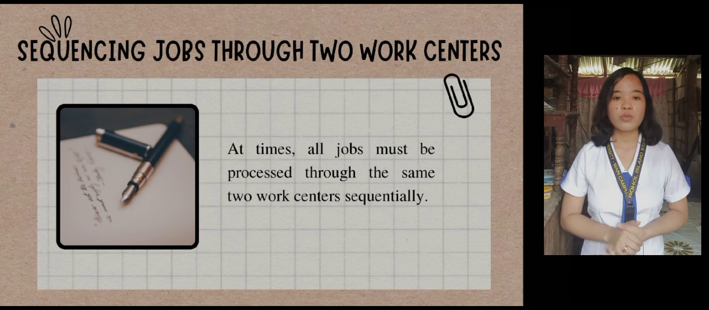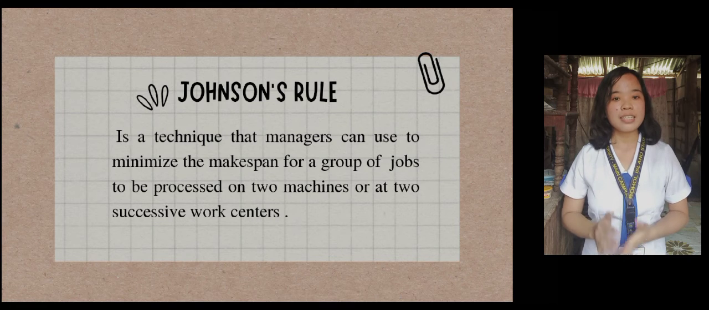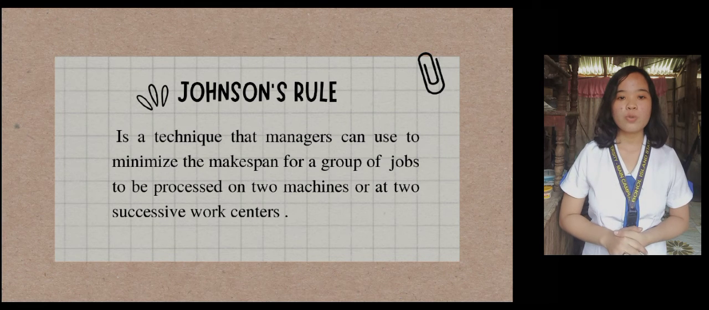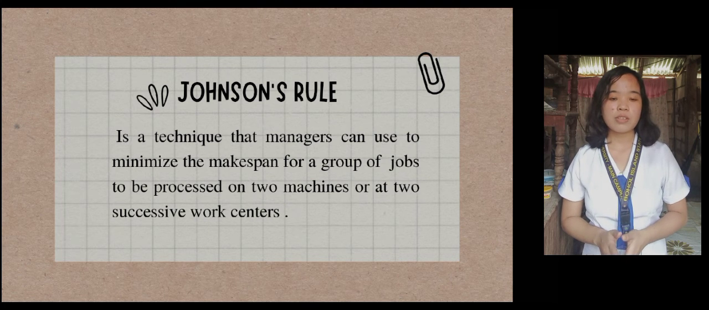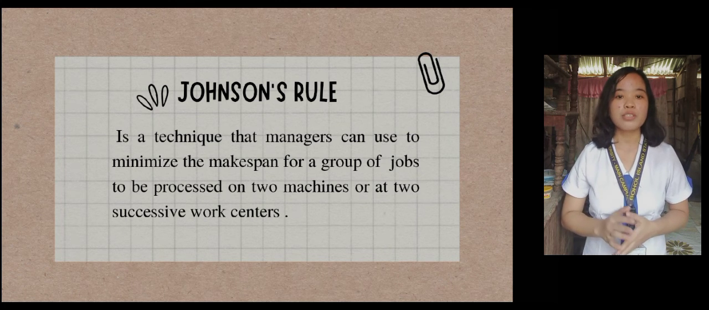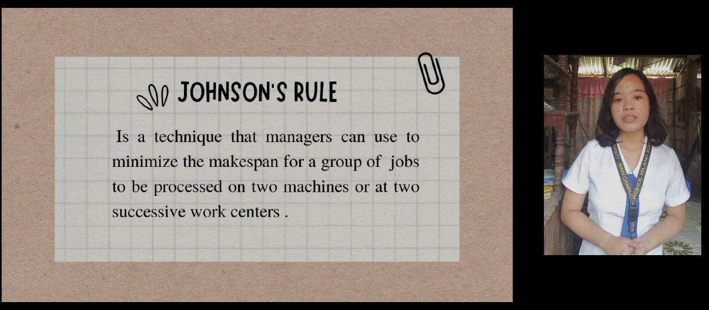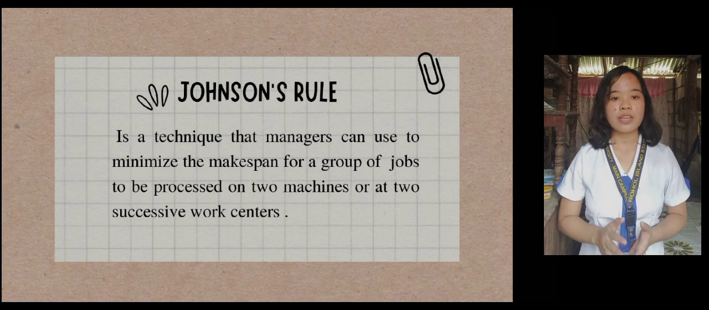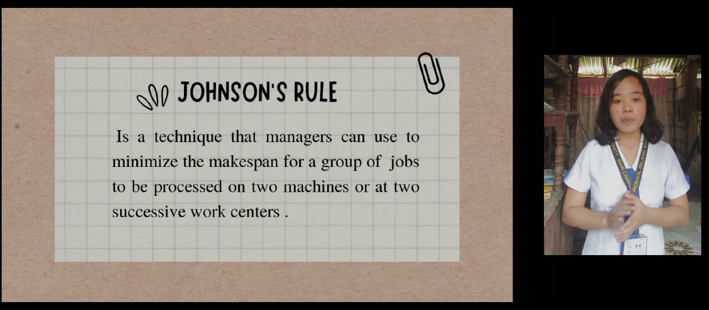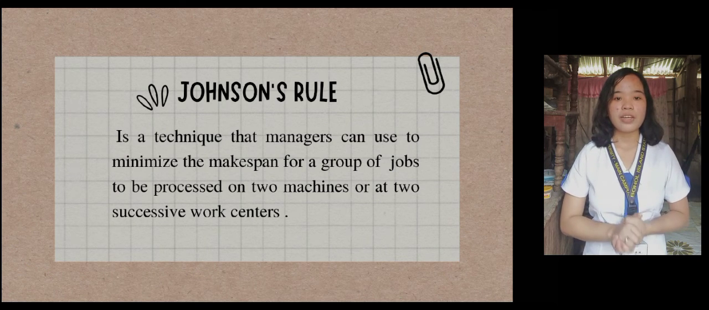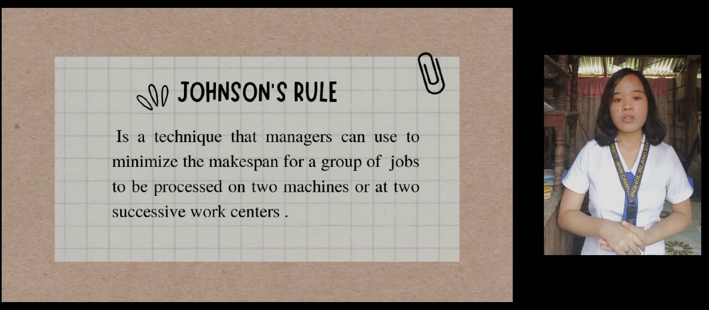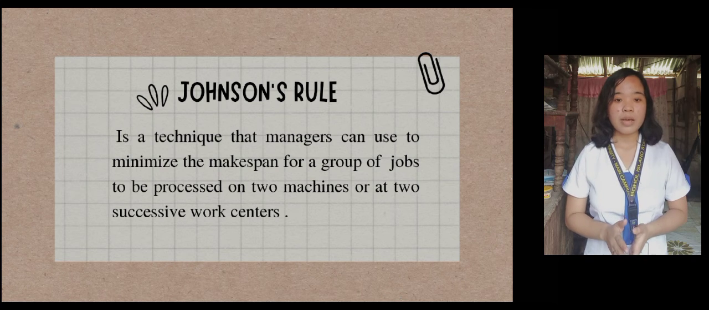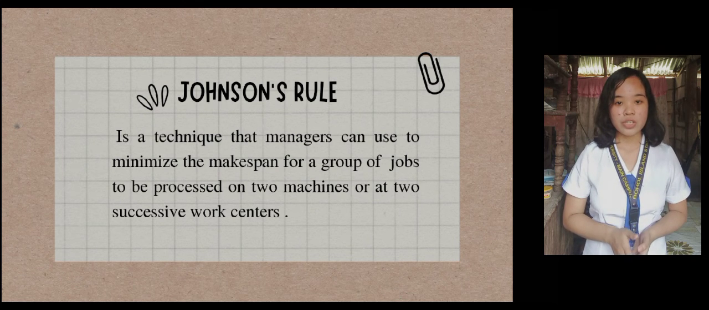So, what is Johnson's rule? Johnson's rule is a technique that managers can use to minimize the makespan for a group of jobs to be processed on two machines or at two successive work centers. This also minimizes the total idle time at the work centers. So, its primary objective is to find an optimal sequence of jobs to reduce makespan. It also reduces the amount of idle time between the two work centers.